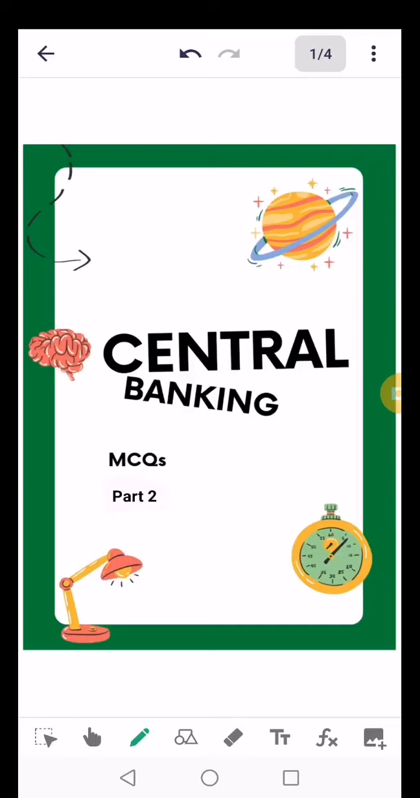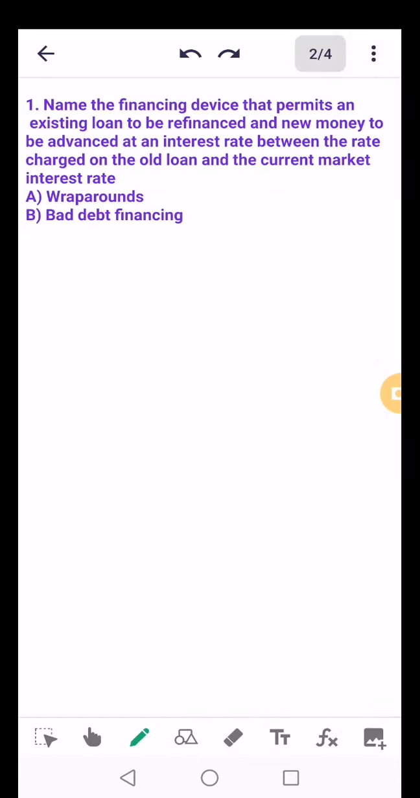Today we are going to do part 2 of the MCQ series of central banking. And the first question of the day is: name the financing device that permits an existing loan to be refinanced.